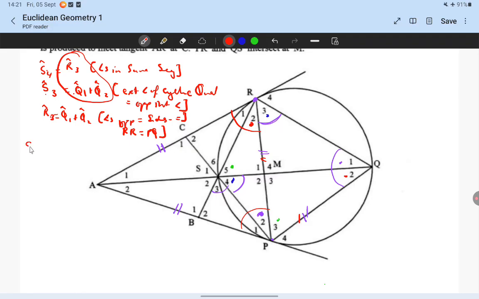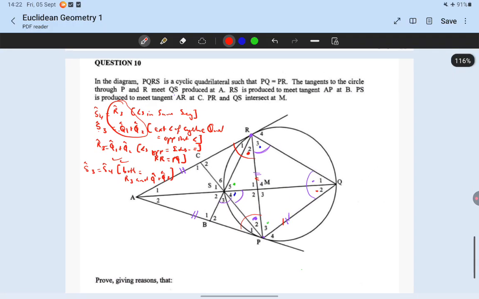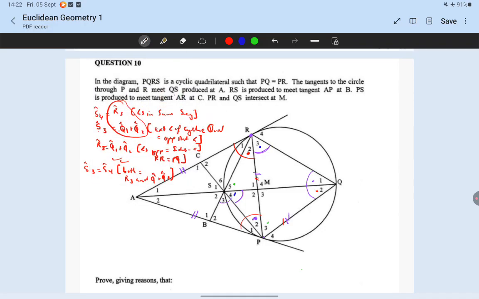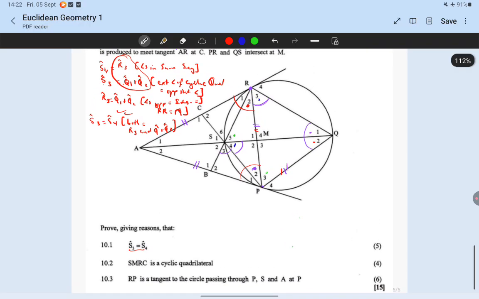So we can conclude that our S3 is equal to our S4, and the reason being both equal to R3 and Q1 plus Q2, and we'll be done like that. Simple, right? Yeah, sometimes it gets so much simple. You just need to study this so much harder so that you see how you are supposed to do that.